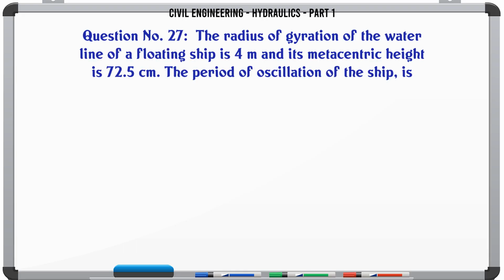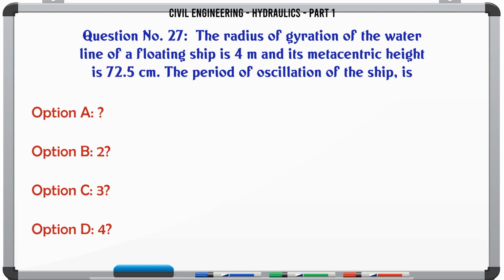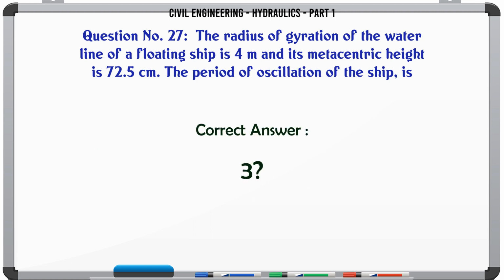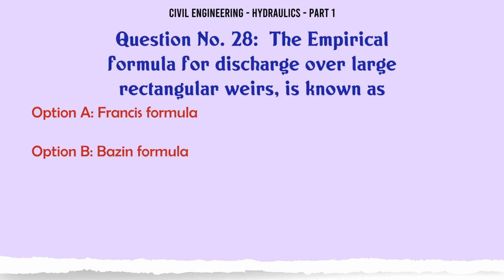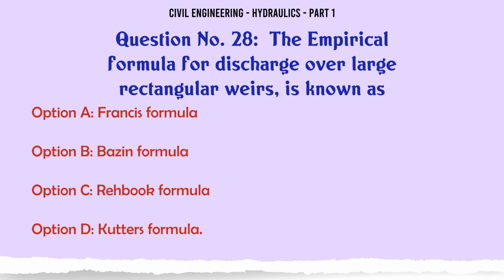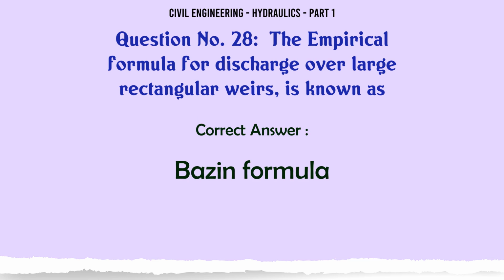The radius of gyration of the waterline of a floating ship is 4 m and its metacentric height is 72.5 centimeters. The period of oscillation of the ship is A. 1, B. 2, C. 3, D. 4. The correct answer is 3. The empirical formula for discharge over large rectangular weirs is known as A. Francis formula, B. Bazin formula, C. Rehbock formula, D. Kutter's formula. The correct answer is Bazin formula.